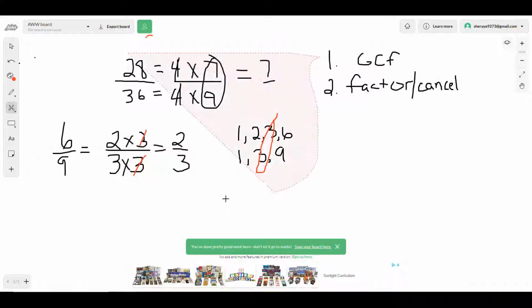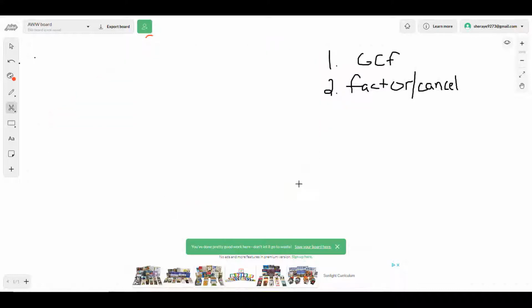All right, so we've learned how to do GCF, and we've learned how to factor and cancel. These produce the same results. These are just two different ways to get the same answer. So what I'm going to do is I'm going to do one more with factoring and canceling, and then I'm going to put a couple up here on the screen for you to do and see if you can get them right by factoring and canceling. Okay?